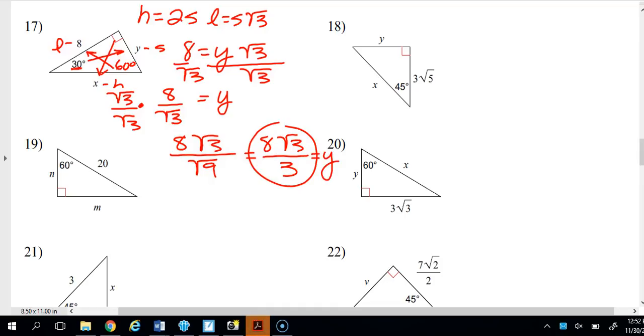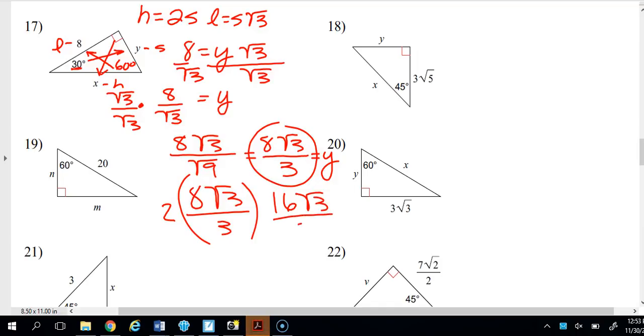Then we have to solve for x. Y was the short leg, so all we have to do to this problem right here is multiply that by 2. So 8 square root of 3 over 3 times 2 is 16 square root of 3 over 3. So that is our variable x, and that was our hypotenuse.